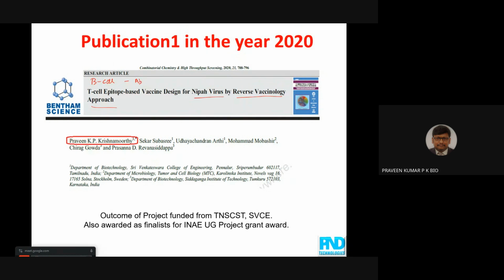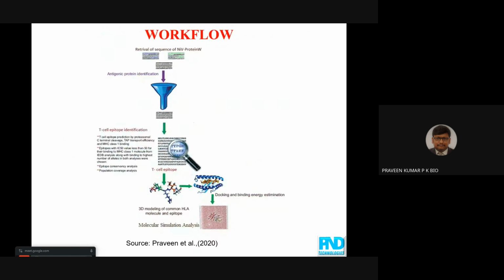They take care of in vitro or in vivo studies. I believe she also carried out the in vivo studies. Okay, now let me come across. I also received the Tamil Nadu state government grant award in the UG project, and even this project was selected as the finalist for the INA UG project grant award. Only two projects got selected for the national award in India. So ours is one of the projects.